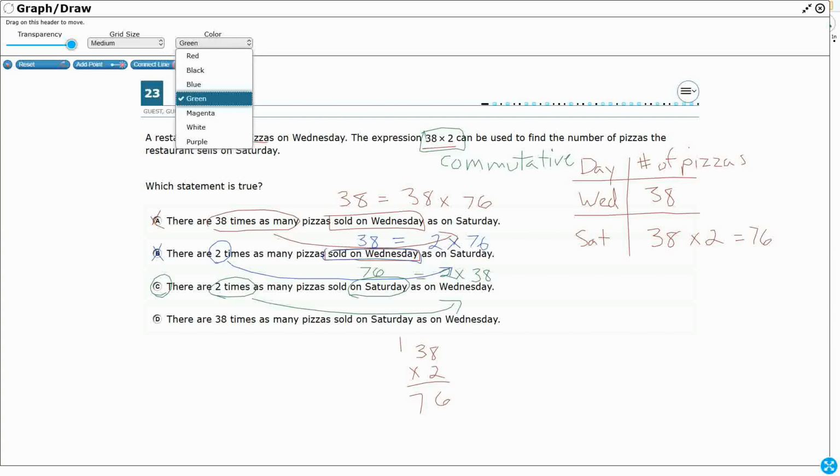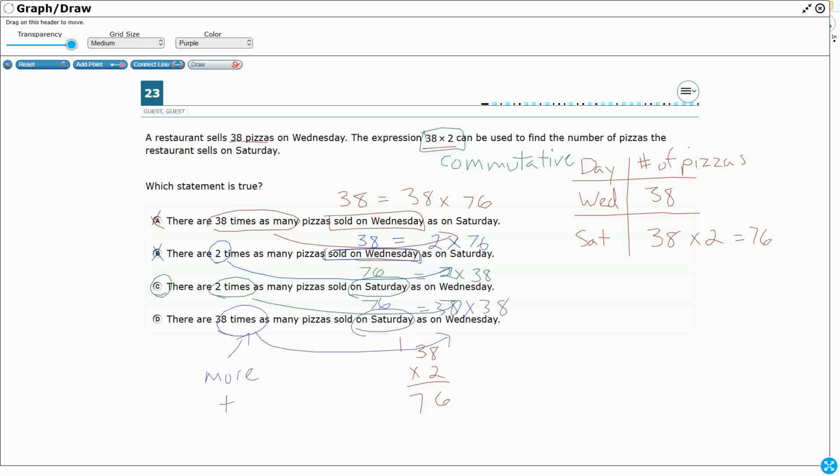Let's change colors again and look at this last one. There are 38 times as many pizzas sold on Saturday. Saturday is 76, and so we're going to take 38 times Wednesday. Yikes. If it said 38 more pizzas sold on Saturday than on Wednesday, that would work, because then that's going to add a plus. And we know that 38 plus 38 does make 76 because that's the same as doubling. But they want times as many, and that's not going to work. You can't multiply 38 by 38 to get to 76, so that doesn't work. So that does leave us with C.